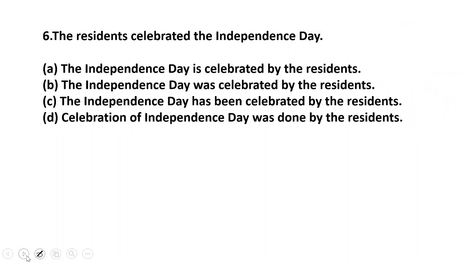Next sentence, number 6. The residents celebrated the Independence Day. All these are very simple. This is simple past tense. So where are we? We are here. This is simple past tense, active voice. So the Independence Day is celebrated by the residents. Now you see which sentence is correct. I explained this type of sentence in the previous questions. Number 6, again B is the correct option. Was is there, V3 is there, by is there, and the subject is there. The residents celebrated the Independence Day, or the Independence Day was celebrated by the residents. Next one.